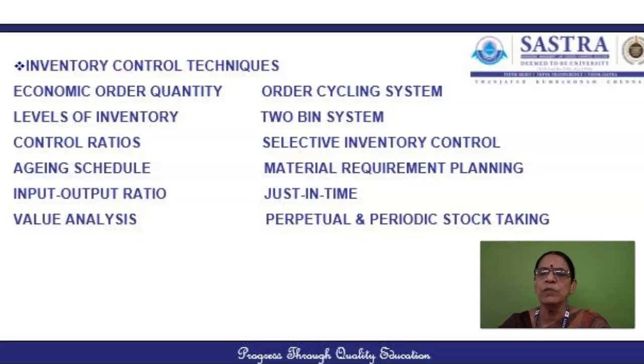Coming to the low level of inventories. Having a low level of raw materials will decrease the carrying cost. It reduces the risk of deterioration or the risk of obsolescence, and it reduces the storage space and decreases the handling and the insurance cost.